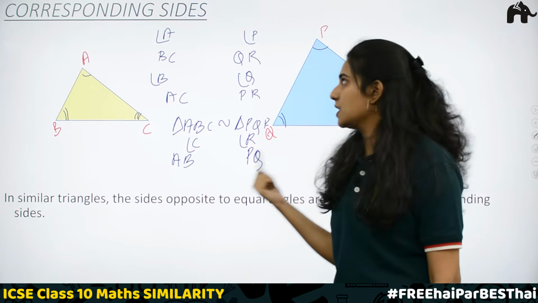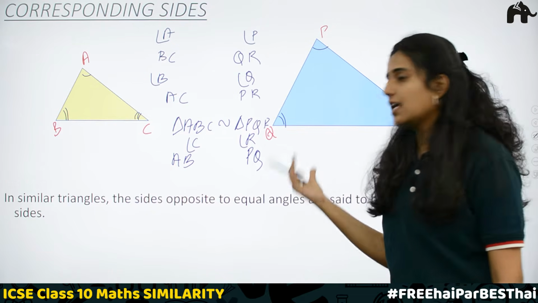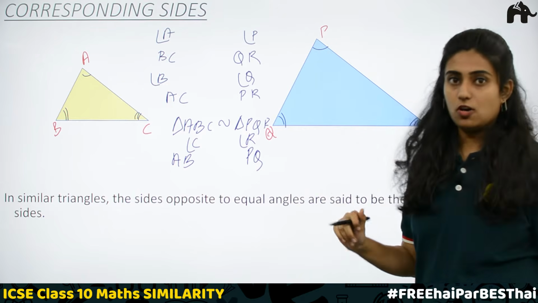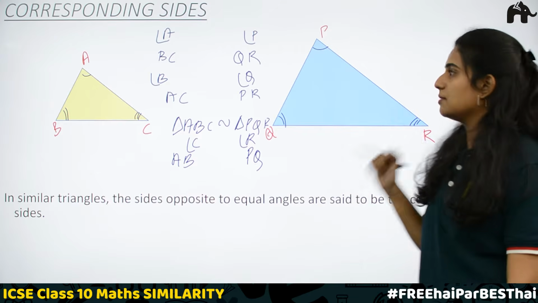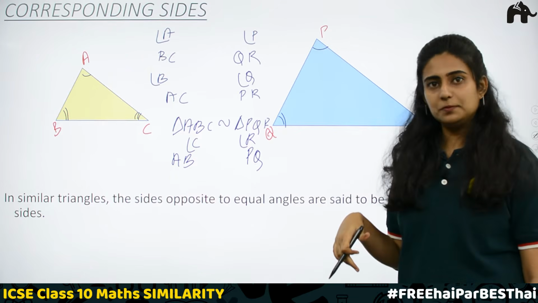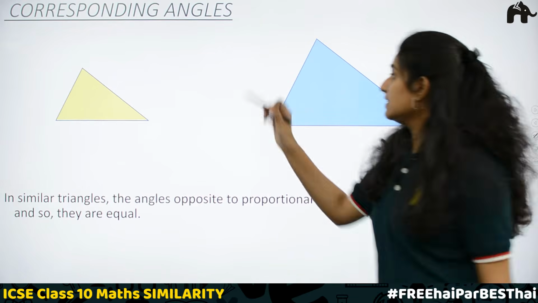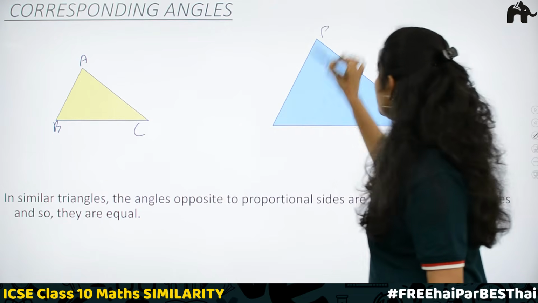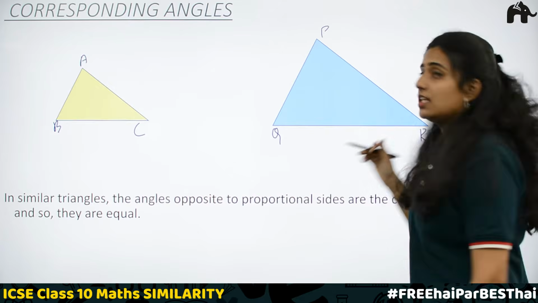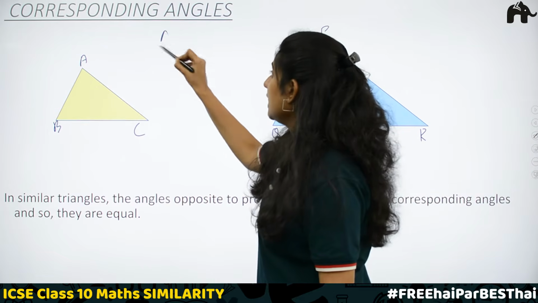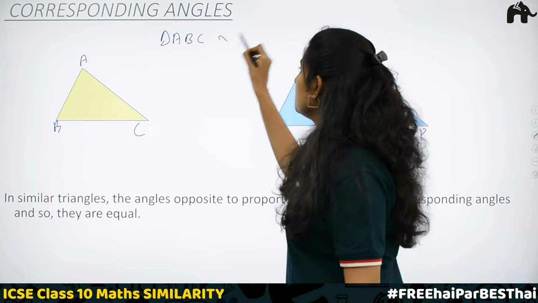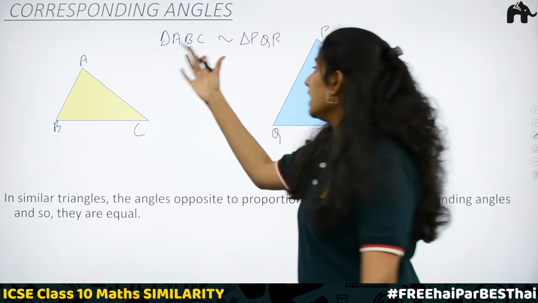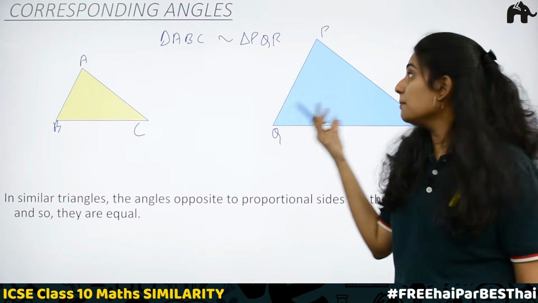So what are corresponding sides? Corresponding sides are the sides that are opposite to the corresponding angles, or the equal angles, of the two similar triangles. Clear? Now, what are corresponding angles? Take the same two triangles ABC and PQR. If triangle ABC is similar to triangle PQR, we know that their corresponding sides are proportional.